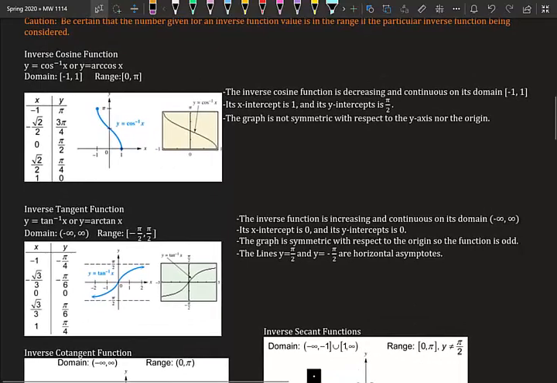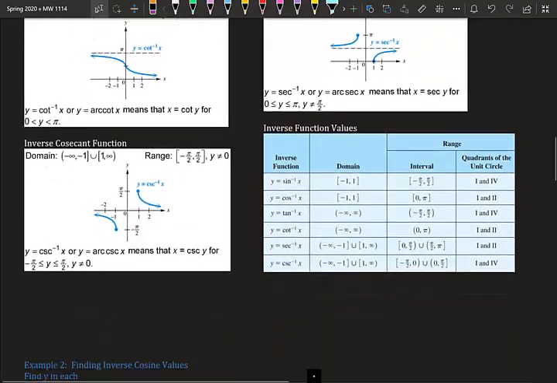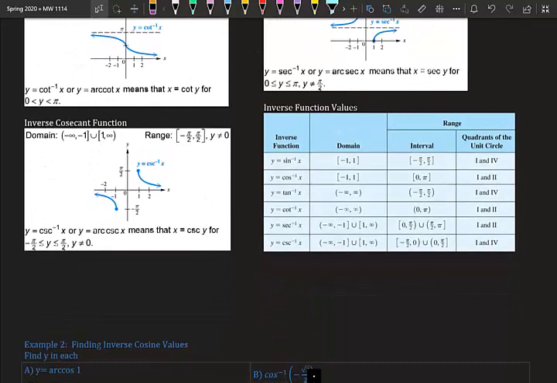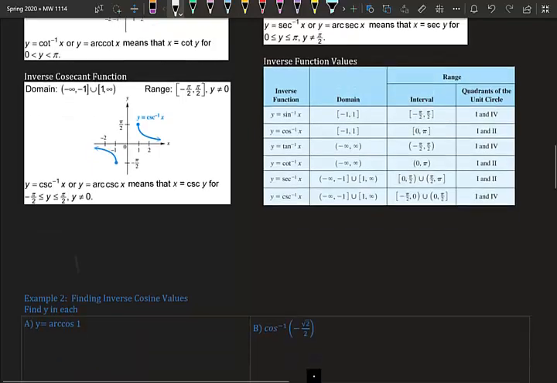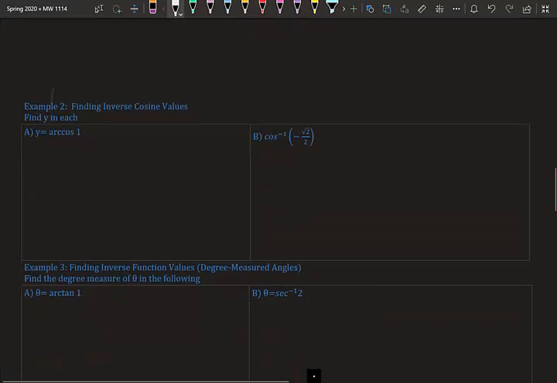Alright, so we have our inverse cosine function, inverse tangent function, and we also have the inverse of those reciprocals, so inverse cotangent, inverse secant, and inverse cosecant. So here's that chart again of all the important information, okay? I would use this chart when you're doing your homework.